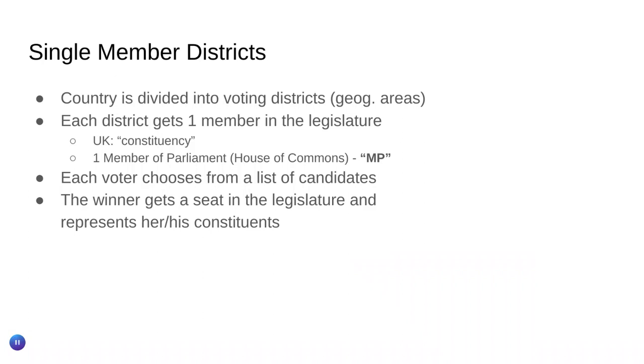These are called MPs, members of parliament. Each voter living in that district gets to choose from a list of candidates. Candidates are usually affiliated with a party. The winner is the person with the most votes, and they get to take that seat in the House of Commons. And they go representing the people who live in their district.